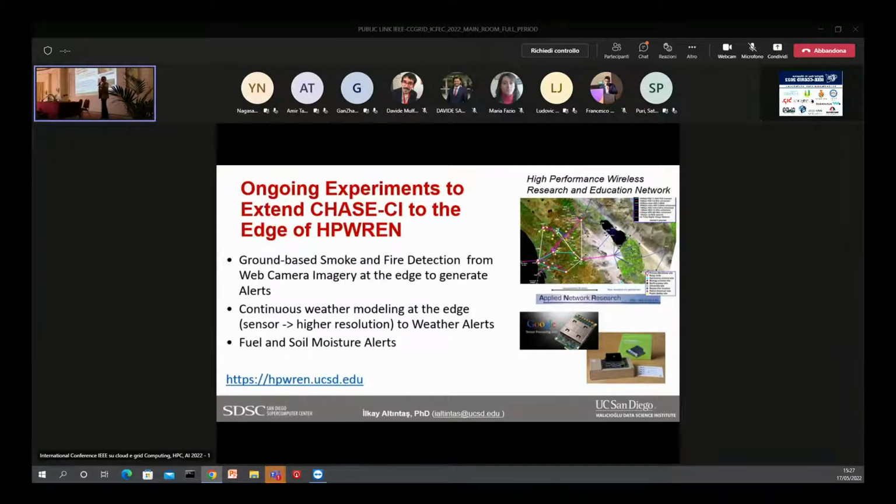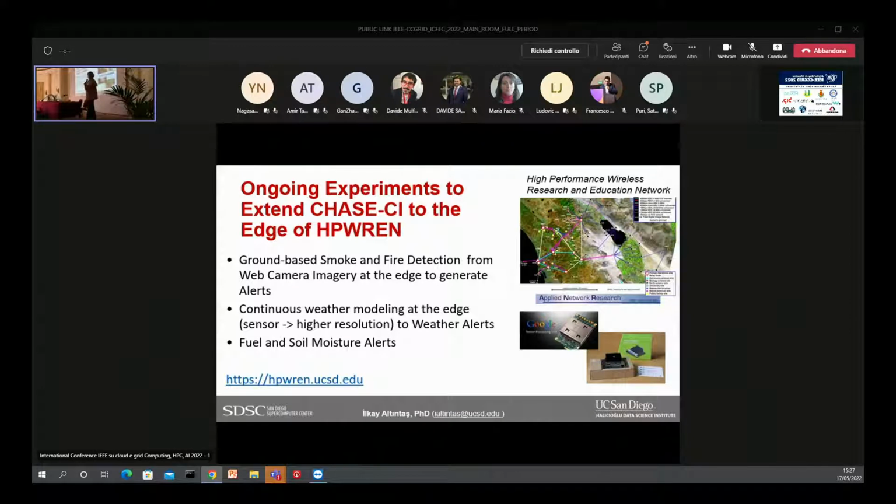Another thing that was done in Chase CI is to start pushing some of these nodes to wireless networks across the county. HPRN, High Performance Research and Education Network, is in the back county of San Diego. It was funded by NSF back in 2000, and it grew from there. It has weather stations, camera nodes, and geophysics types of sensors. It's a sensing environment, or observatory environment, a typical one combined with networking.